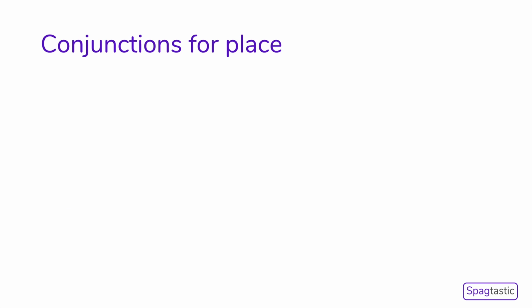We can also use conjunctions to express place. These conjunctions are where and wherever. Let's look at some examples of using conjunctions for place.